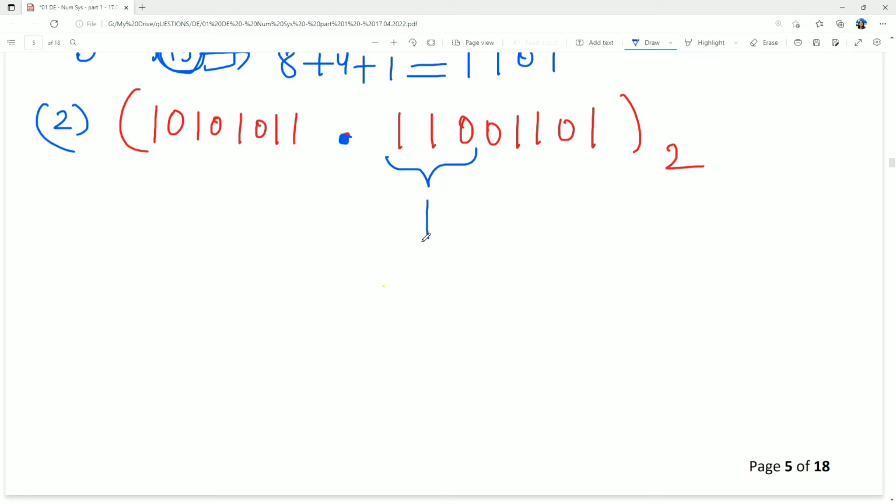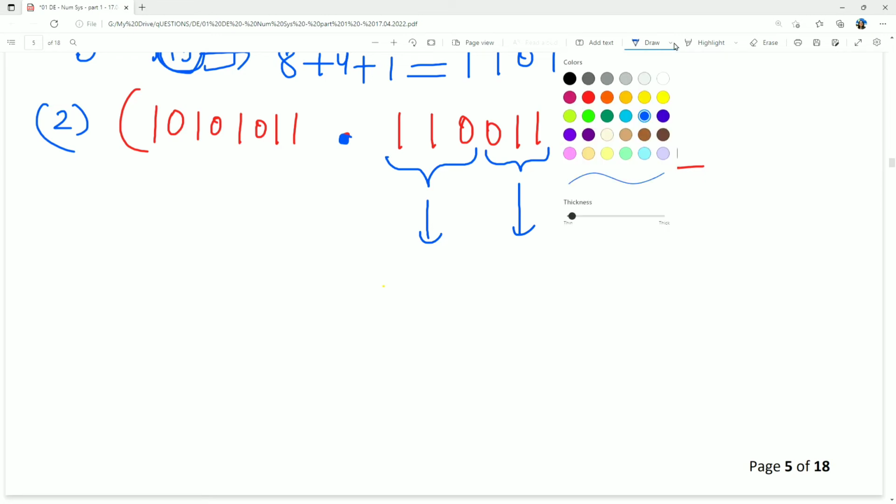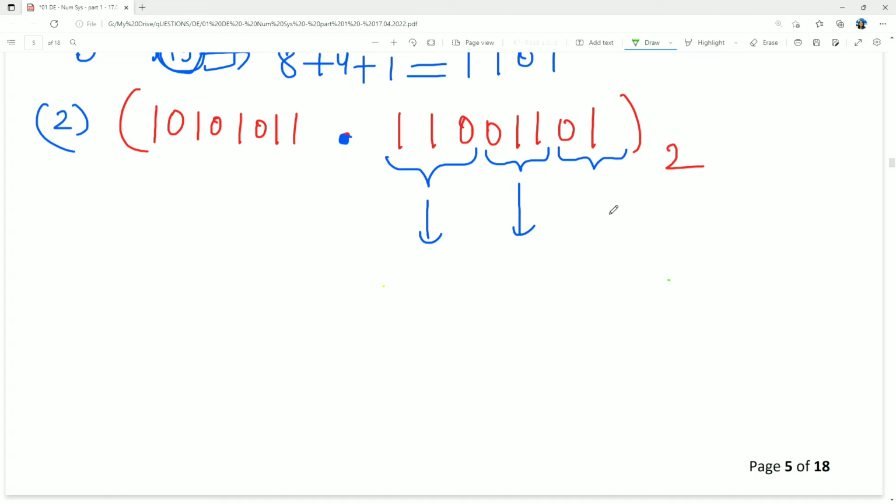110 can be treated as the first group, next 011 the second group, and 01. Now see, here I have a lack of one digit. Since I want to make a group of 3 bits, but here I have only 2 bits, I need one more bit, so I can add 0 as an extra bit to make a group of 3 bits. So this is going to be a complete group of 3 bits.